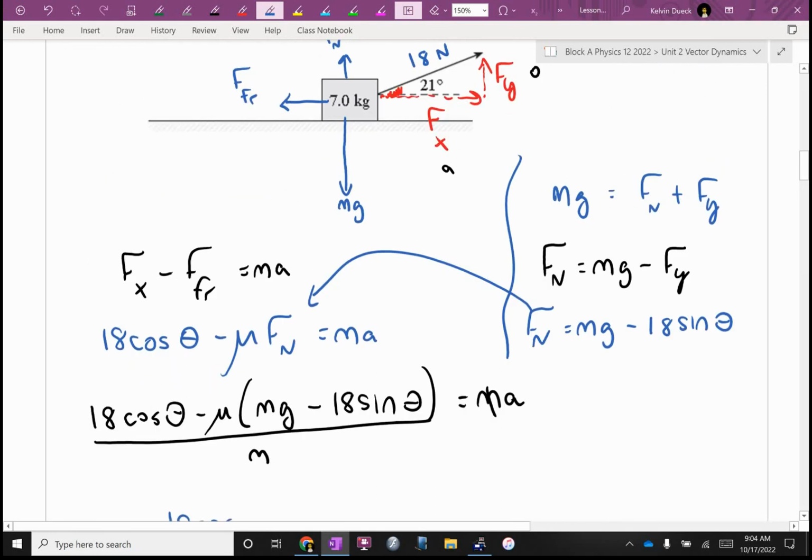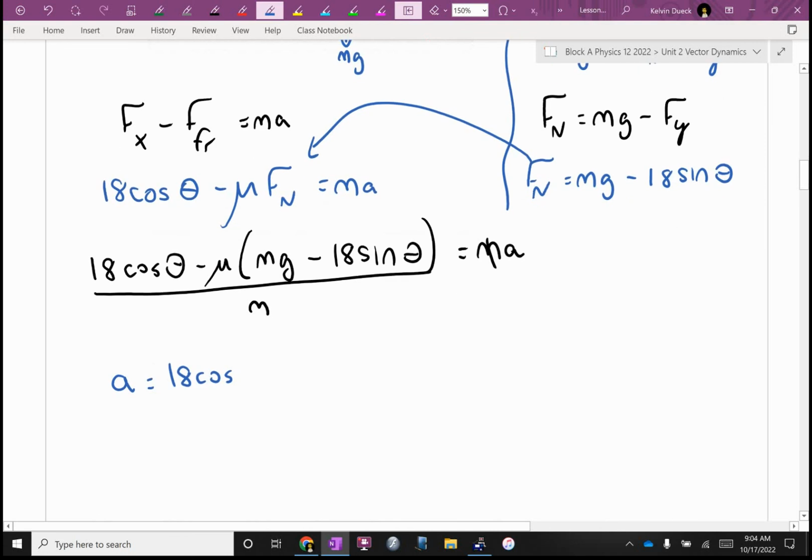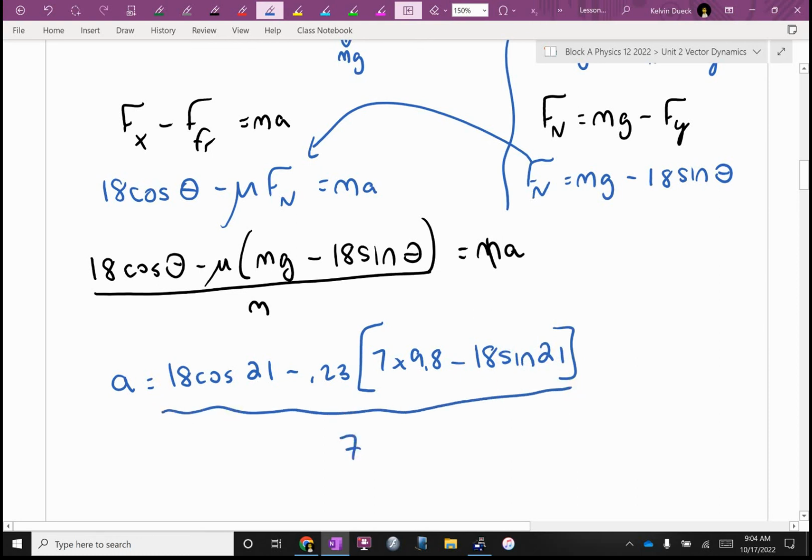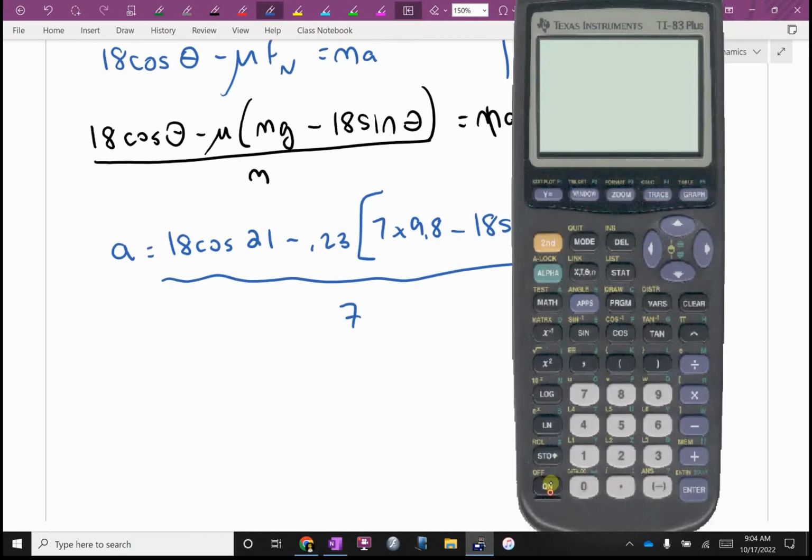Let's carefully plug in numbers. 18 cos, what was theta? 21 and 0.23 and 7. 18 cos 21 minus 0.23 times 7 times 9.8 minus 18 sine 21, all divided by 7. Now, there's also the possibility friction might be big enough that it's winning. I'll know if I get a negative acceleration. Okay, bracket 18 cos 21 minus 0.23 bracket 7 times 9.8 minus 18 sine 21. Close off the trig. Close off the mini bracket. Close off the top. Divided by 7.